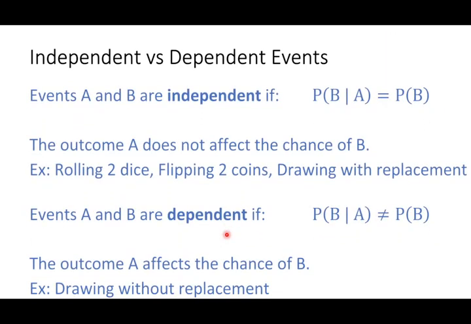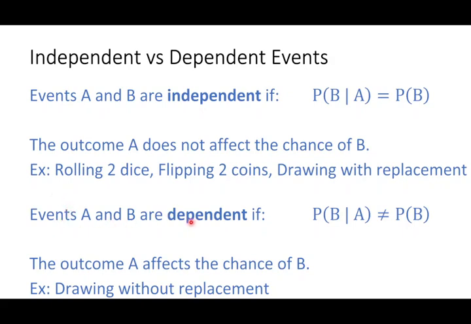So here's a quick summary of what we just talked about. Events A and B are independent if the probability of one event given the other is just the same as the probability of that event. Doesn't matter if you switch A and B around. The 2 probabilities are the same. That means this outcome doesn't affect this outcome at all. Outcome A does not affect the chance of B. Rolling dice, flipping coins, drawing with replacement are some examples.